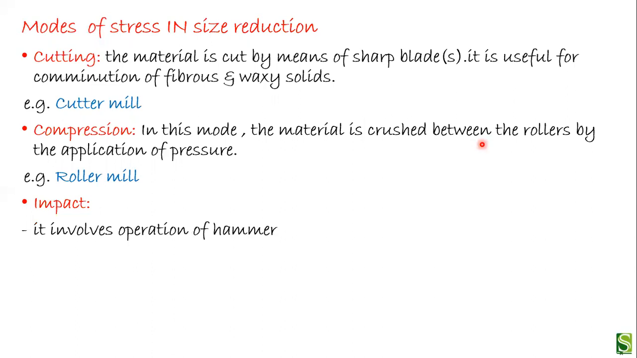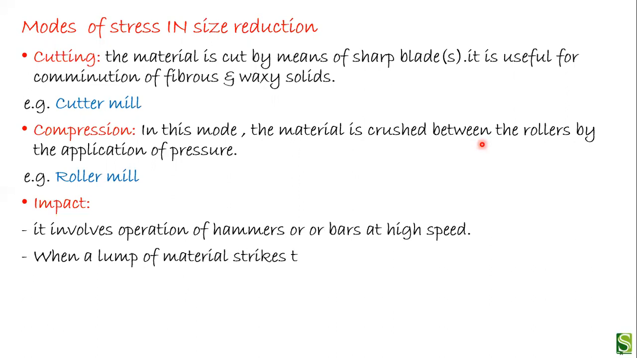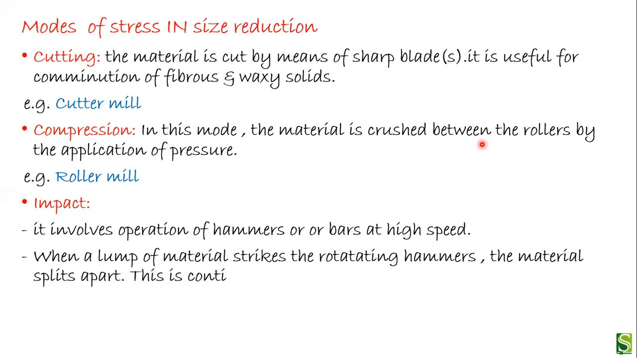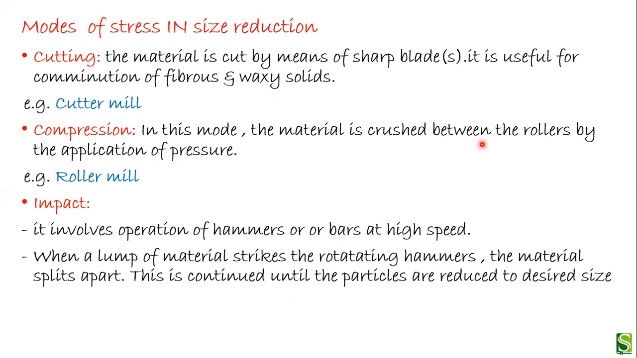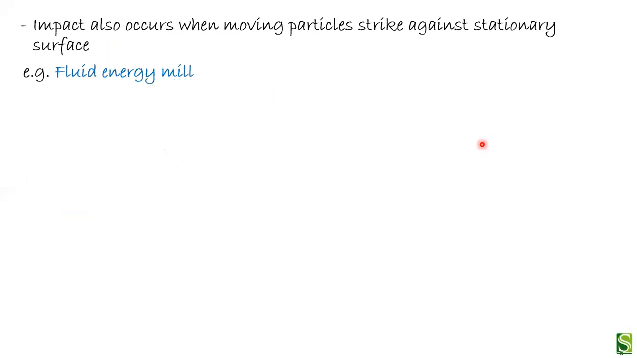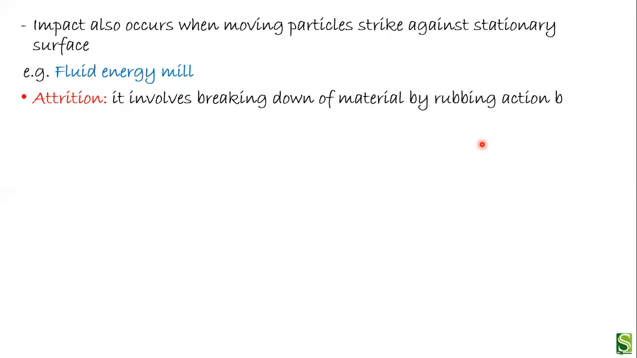Third is impact. It involves operation of hammers or bars at high speed. When a lump of material strikes the rotating hammers or the material comes across the bars, it gets split apart. This is continued until the particles are reduced to desired size. Example is hammer mill. Impact also occurs when moving particle strikes against stationary surface. Its example is fluid energy mill. Next is attrition. It involves breaking down of material by rubbing action between two surfaces. Example is fluid energy mill.